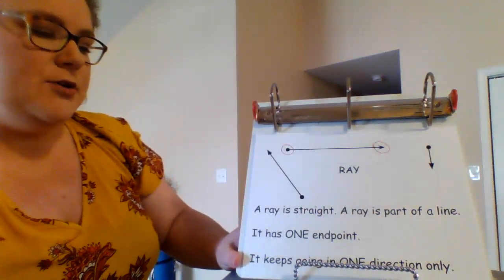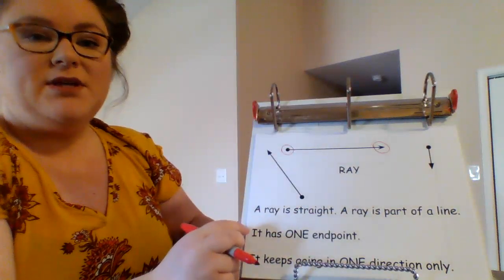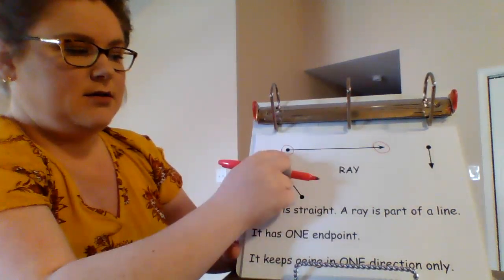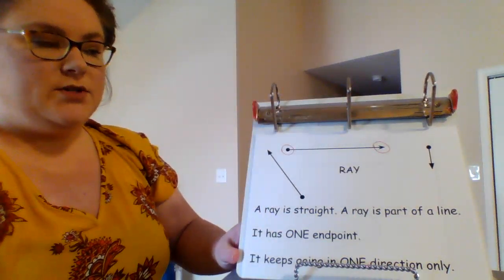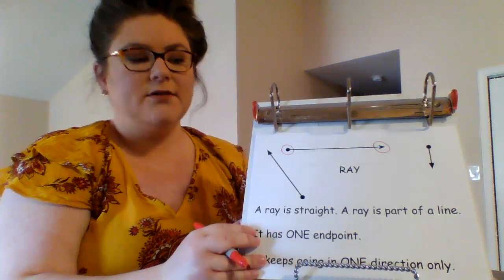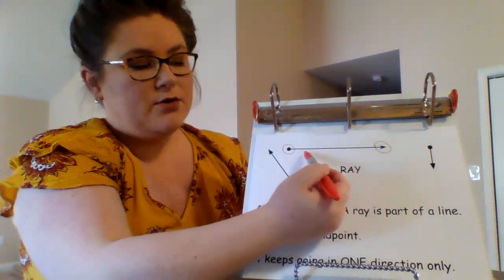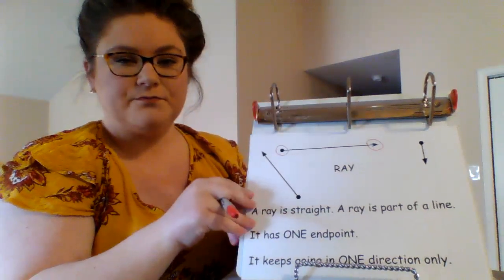Okay, it can continue. So remember, this one is going to look the most different because it has an endpoint and an arrow that keeps going on in one direction only. Now again, like our segments and like our lines, it can be going horizontally across, it can go diagonal or up and down.